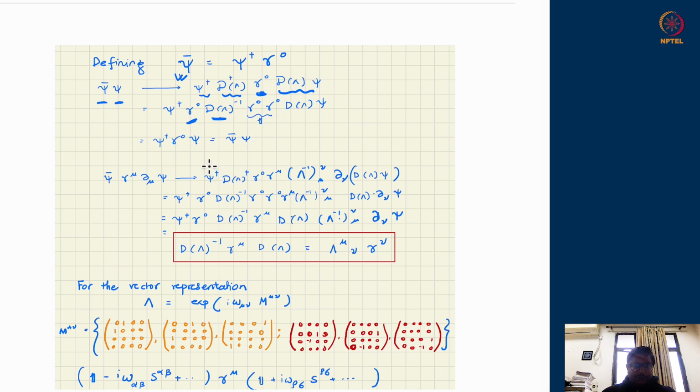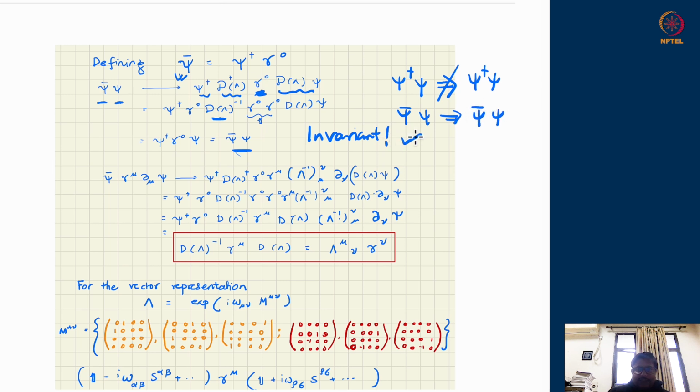So what you have to do is just write D dagger as gamma naught D inverse gamma naught. There was already a gamma naught present, which will become identity. Ultimately you will get psi dagger gamma naught D inverse D psi, and D inverse D is identity again, and you get back psi dagger gamma naught psi, which is equal to psi bar psi. So this quantity is invariant. Psi dagger psi was not invariant, but psi bar psi goes to psi bar psi under Lorentz transformation. So this is an invariant quantity.